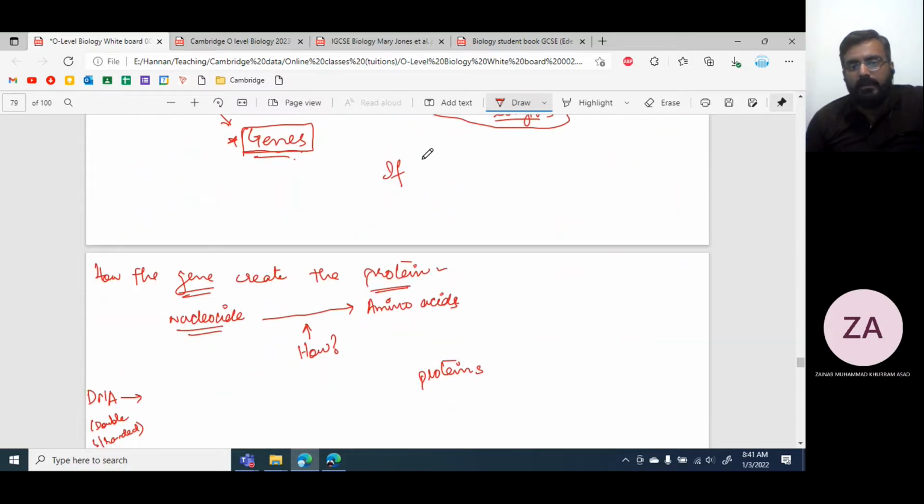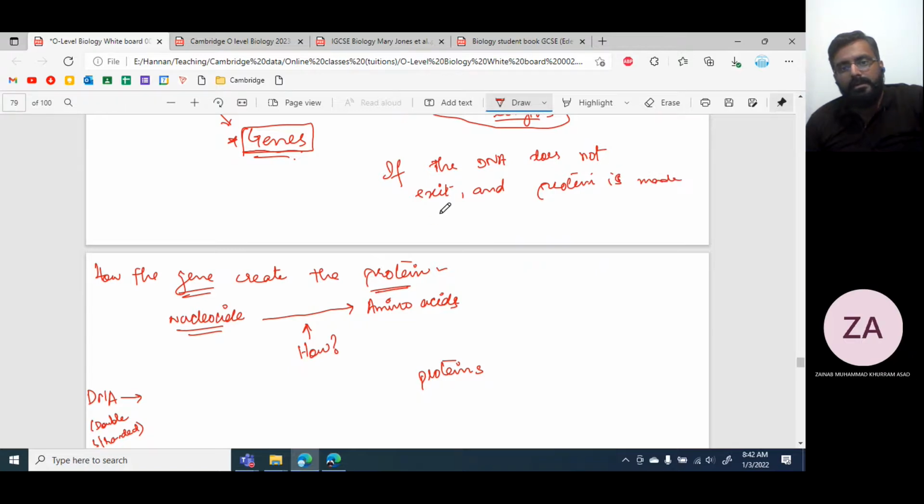Let me write it here. If the DNA does not exit, and protein is made outside the nucleus, how is this phenomenon possible?